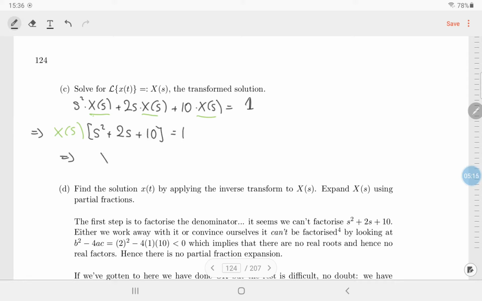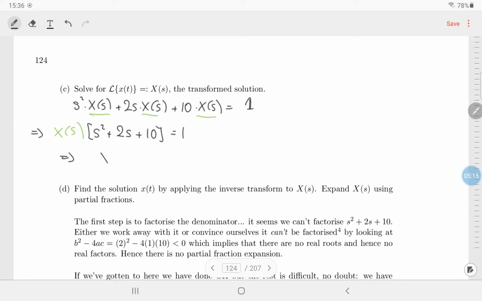Now you look in the tables and basically what you want is that you can do partial fractions. That's what you want to be able to do. I.e., you want to write X of S as a sum of simple terms. So to do that, you do the partial fraction expansion.